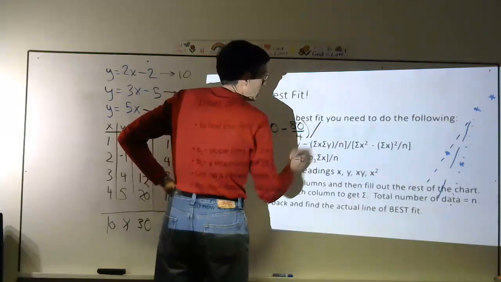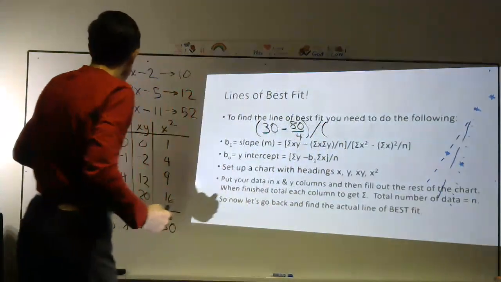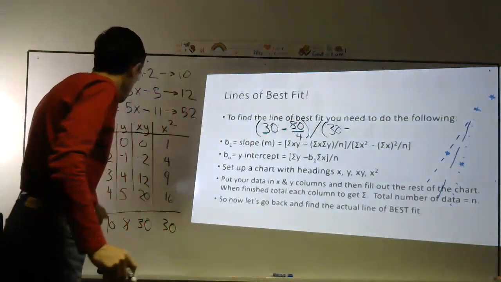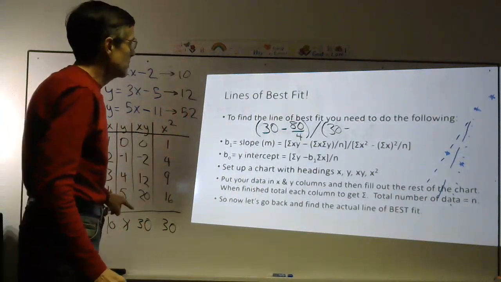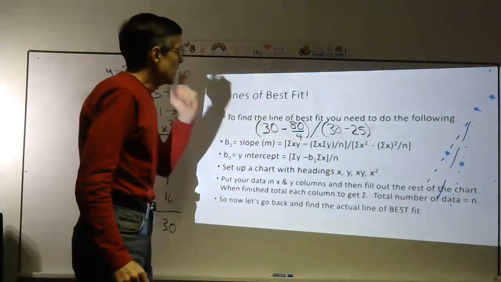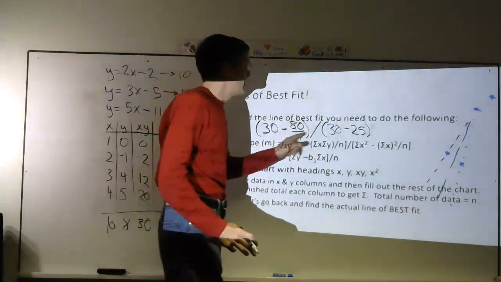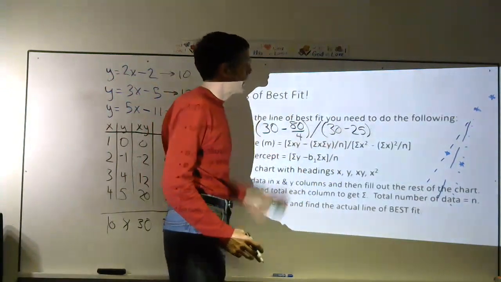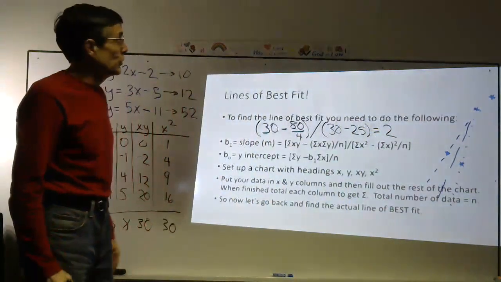Then divided by, over here, we have the summation of the x squareds, which is 30, minus the summation of the x's squared. 10 squared is 100, but divided by 4 is 25. So 80 divided by 4 is 20, 30 minus 20 is 10, and 10 divided by 5 is simply 2. So we know the slope is 2.